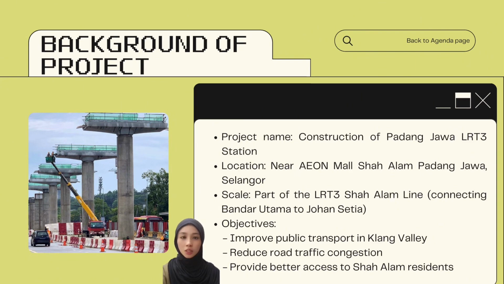So, what's the objective of this project? First, it aims to improve public transport in Klang Valley area, making travel more convenient and efficient. Second, it helps to reduce road traffic congestion, especially during peak hours where jams are common in Shah Alam. And finally, it provides better access for residents, improving connectivity to key areas, which support local economic and social development. This type of large-scale urban infrastructure is exactly why EIA is so critical, to protect the surrounding environment and ensure the development benefits everyone.